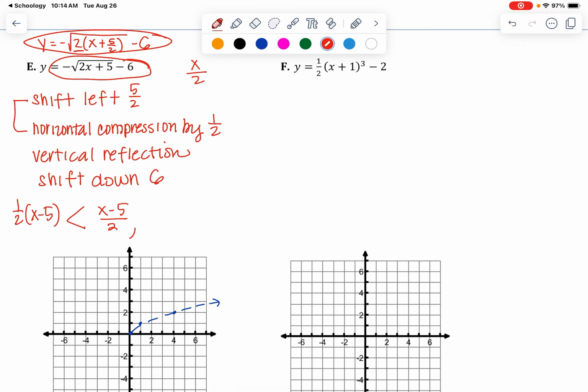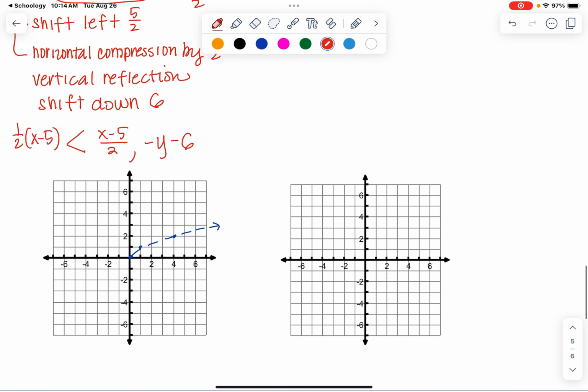And then for my y value, I need to reflect it and then move it down 6. Okay, so there's my rule. And then I'm going to go ahead and get my points here. Plugging in 0, 0, I get -5/2, -6. So that's -2.5, -6. Not the prettiest thing I've ever seen in my life.